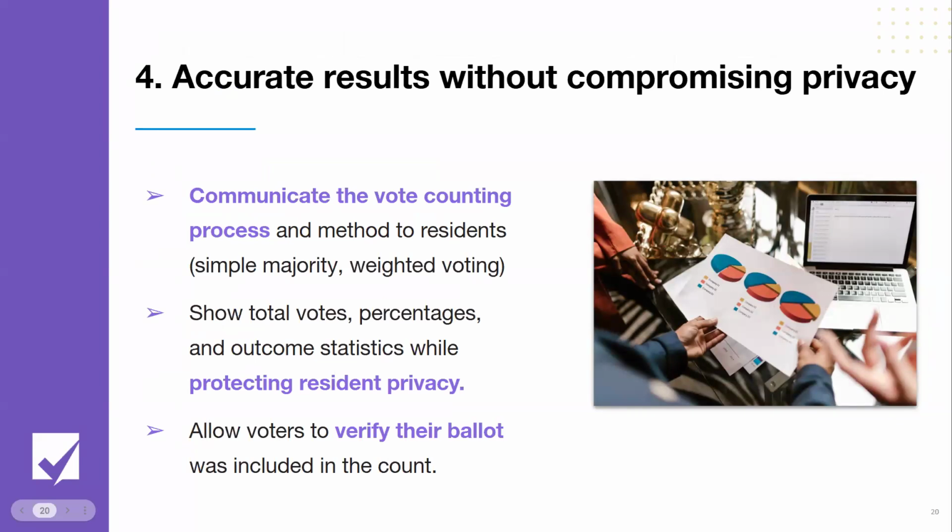When running community votes, explain your counting method early. Whether you're using simple majority or weighted voting, let residents know how you're protecting their privacy during the counting process. Make sure your system shows the total votes and results while keeping individual choices private. And give residents a way to verify their ballots were included by offering optional email confirmations that only acknowledge their participation, not what they actually voted for.